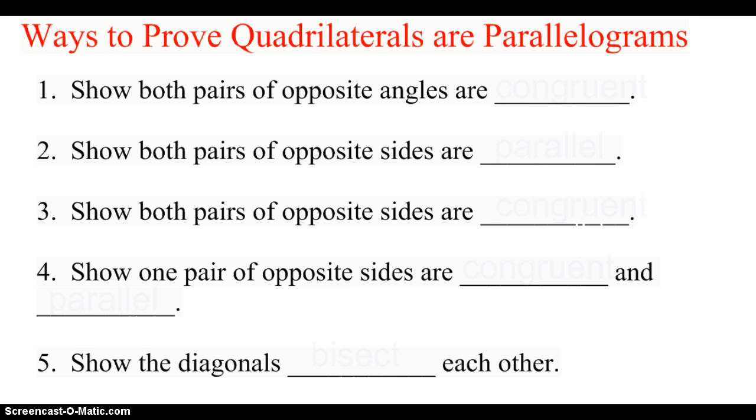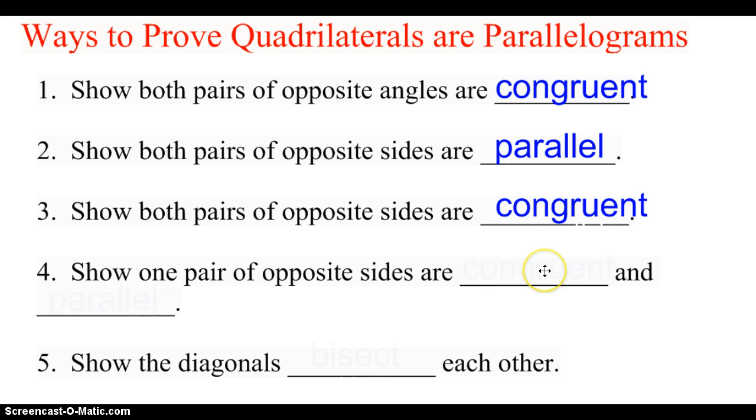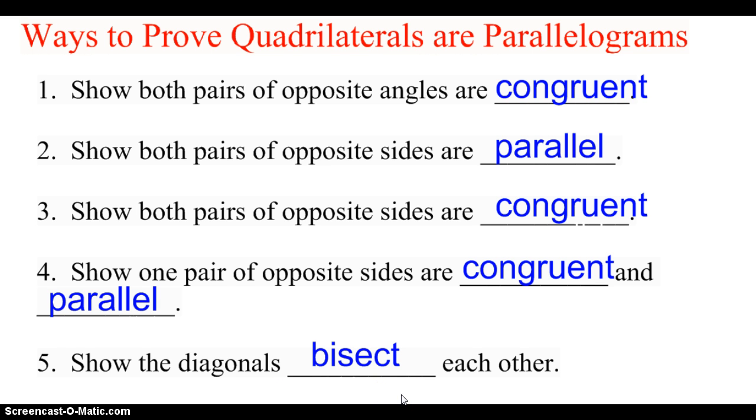Please remember there are 5 properties of a parallelogram. So if I have to justify that something is a parallelogram, there are 5 ways to show it. One way would be to show that both pairs of opposite angles are congruent, that both pairs of opposite sides are parallel, or both pairs of opposite sides are congruent. Or I could show that one pair, one set, is both congruent and parallel. If that's the case, then it has to be a parallelogram. And my last way to show it would be that the diagonals bisect each other.